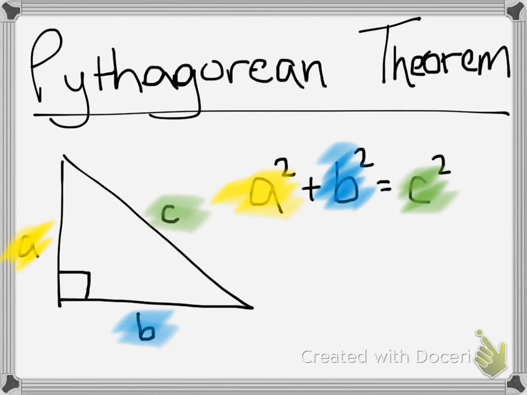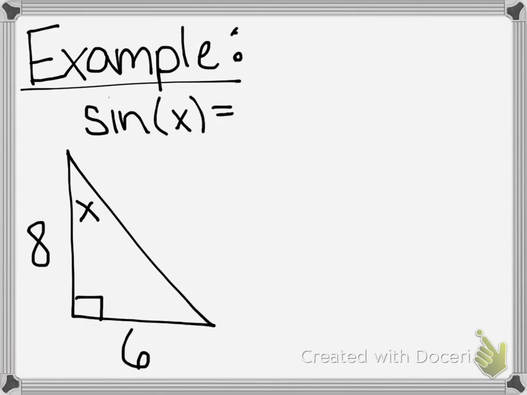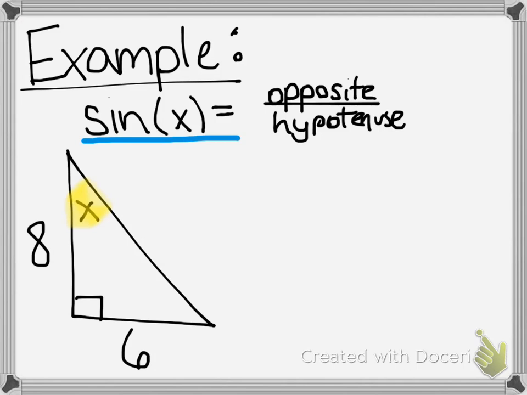Now that we have recalled what the Pythagorean theorem is, let's try a couple examples where we use the Pythagorean theorem to help us find our trigonometric function. In this example, we want to find what sine of x is equal to, where x is the angle in the top corner of our triangle. But we're only given lengths 6 and 8, which are the lengths of the legs. Since we know that sine is equal to the opposite over the hypotenuse, then we definitely need to figure out what is the length of the hypotenuse in this example.